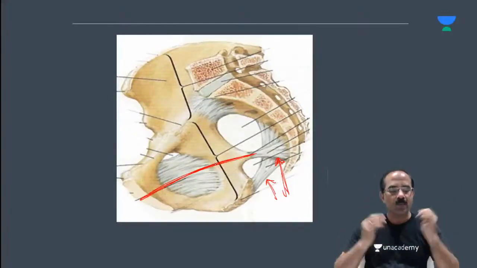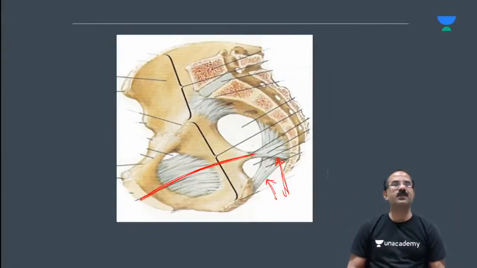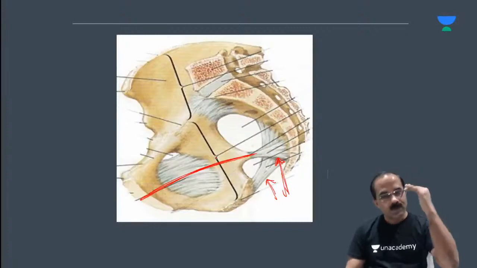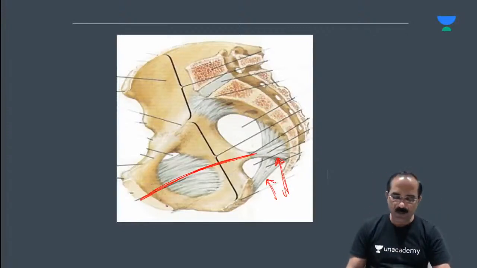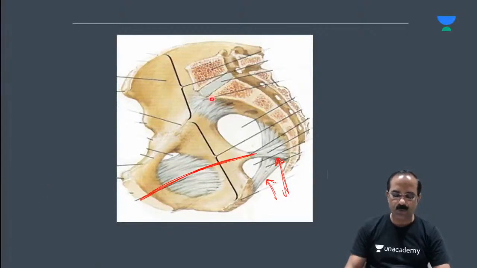Ye clear hai? And what is this white line? It begins from the pubic symphysis and goes on either side to the ischial spine. That's the origin of levator ani. This levator ani is going to divide this pelvis. Okay, that's a pelvis. This is the true pelvis. Ye pelvic brim hai na? So this is the true pelvis.